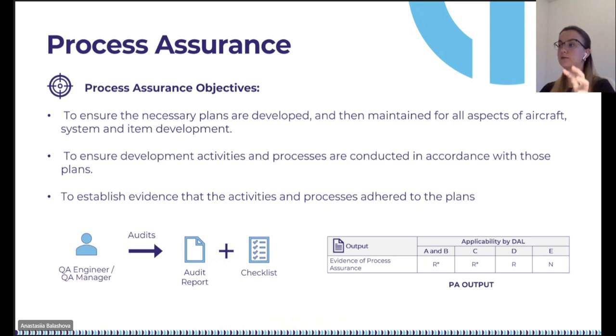The output of the process is evidence of process assurance. These are approved plans, reviews required by plans, and confirmation of audits process, audit reports, and checklists.